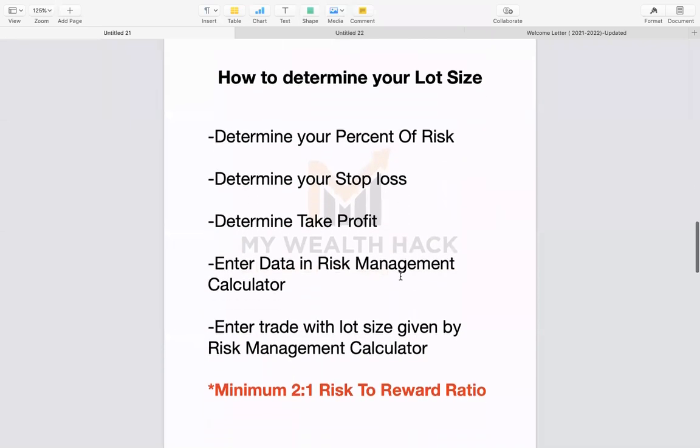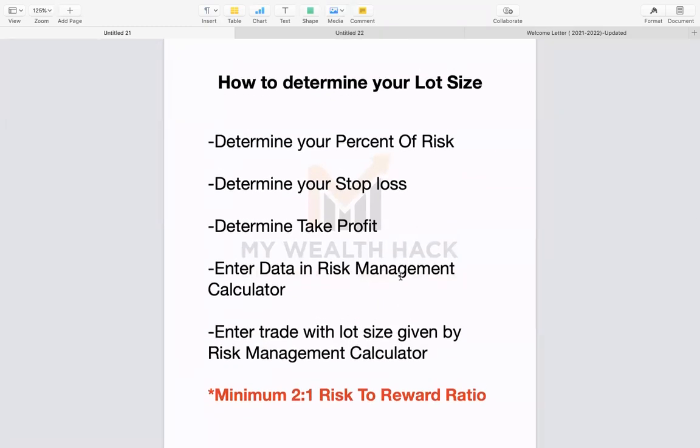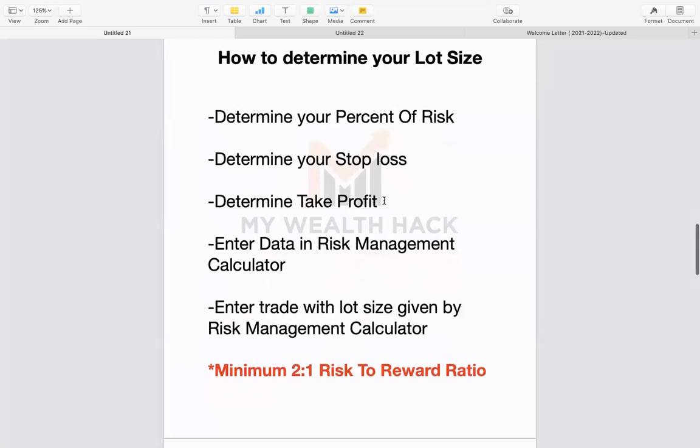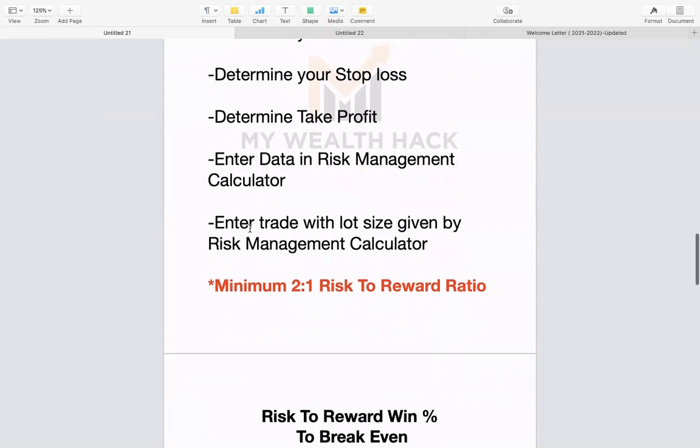All right, look, how to determine our lot size. First, we want to determine our percentage of risk. That percentage of risk is 1%. Then next, we go into our charts and we determine our stop loss. Next, we determine our take profit, and then we enter that data into the risk management calculator. The one that I use is Nash Markets. I think it works great. If you found one that works for you, please feel free. But enter all that data into the risk management calculator, and then the calculator will give you a lot size based on the information you put in.